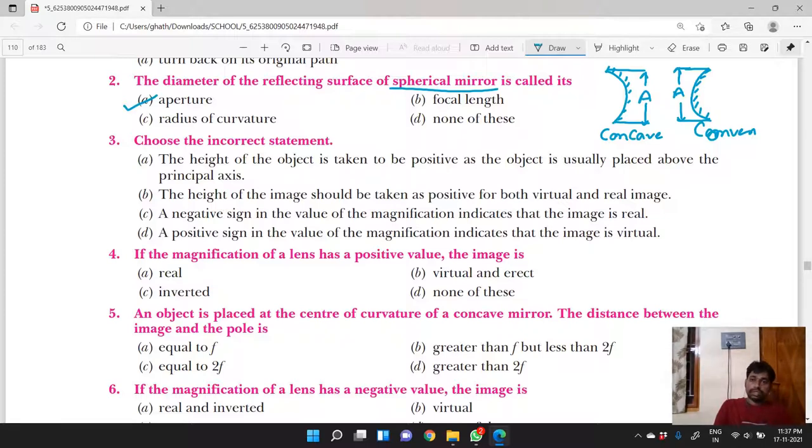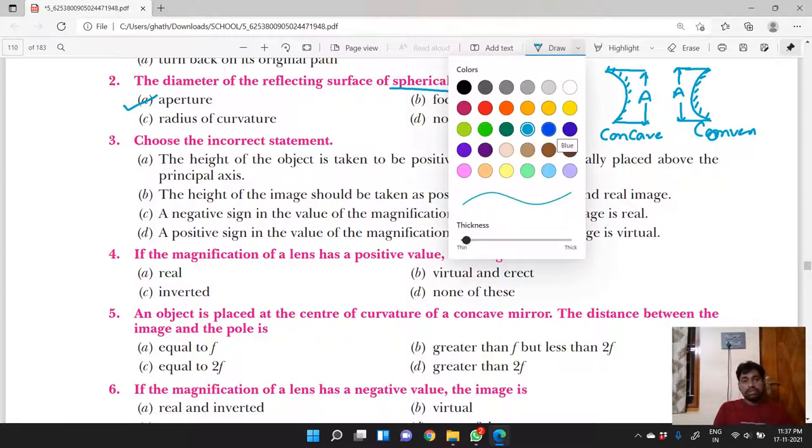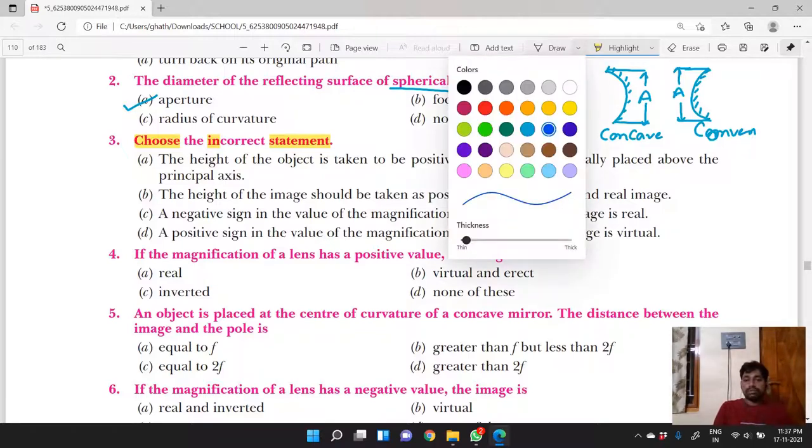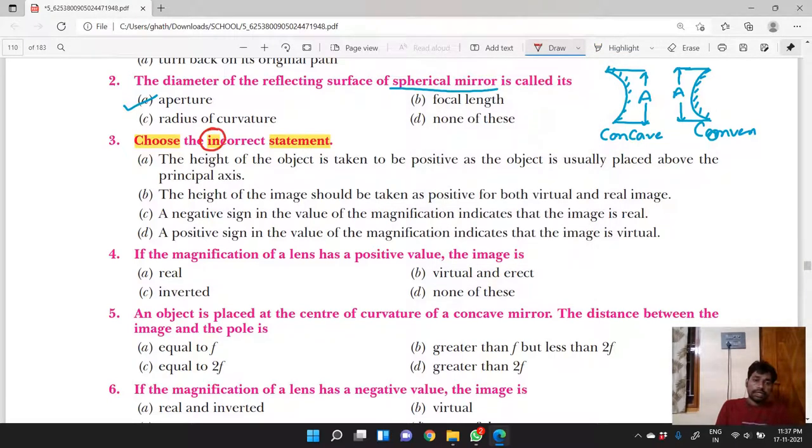Next, my dear students, read the question once and twice till you get clarity. So first see that you must choose the incorrect statement. They were not asking for the correct statement. Here they are asking for the incorrect statement. So when such a question comes in the exam, please do one thing: circle the word incorrect so that you will not make a mistake.